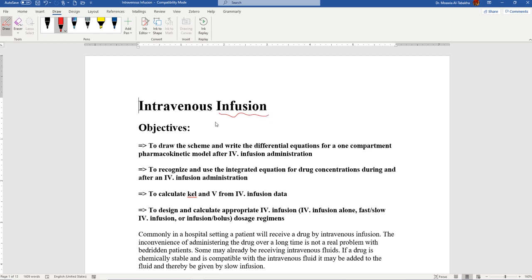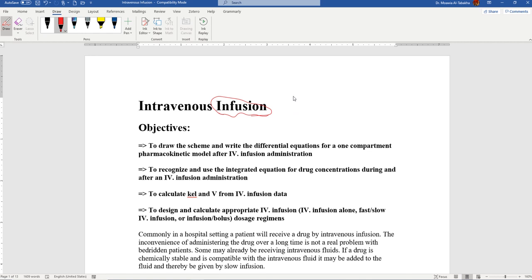Are we talking about a one compartment model? Yes, this is a one compartment model. Are we talking about first order kinetics? The elimination rate? Yes, it is first order kinetics, but not the infusion rate.